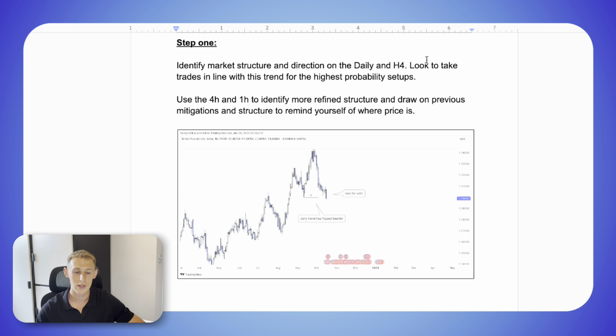Looking to only capitalize on these setups is going to massively help your trading, rather than trying to catch every single pullback, every single move. It's better to wait for only these high probability trades, and that is how you stay consistent and develop a higher win rate as well, which is obviously a lot better for your psychology and also your trading in general.